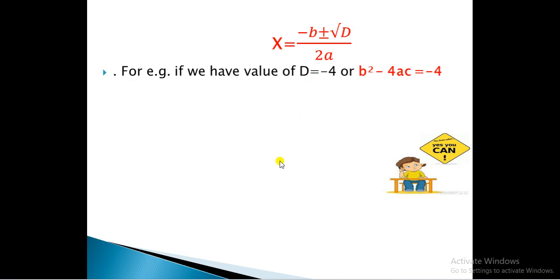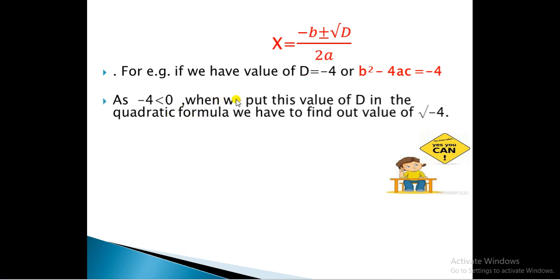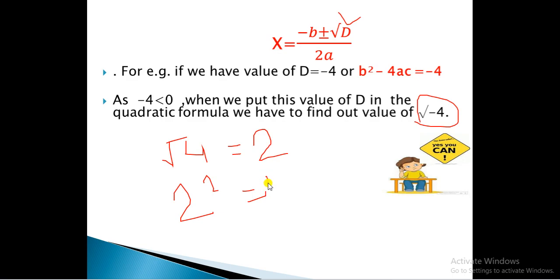So let us see. As minus 4 is less than 0, when we put the value of d in the quadratic formula, we have to find out the value of root minus 4. So is it possible? We can find out the square root of 4. What is the square root of 4? Yes, it is 2, or we can write 2 square is equal to 4. But can you find a number whose square is equal to minus 4? Can you find such a number?